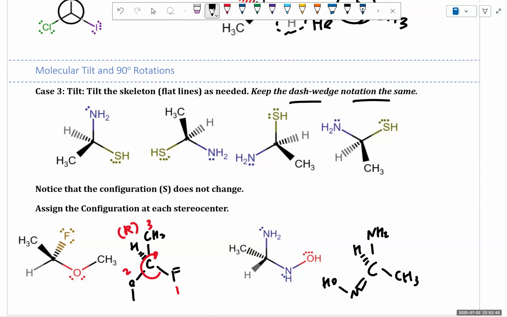From here now, we can assign priority. The hydroxylamine group's priority 1, amines priority 2, methyls priority 3. Tracing, this gives us an R stereocenter. So this is why you need to be familiar with molecular rotation. Oftentimes you have to redraw or rotate your molecule so the lowest priority substituent is in the back.